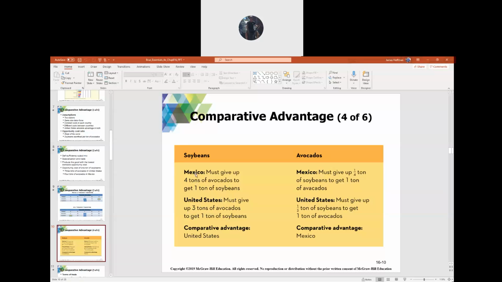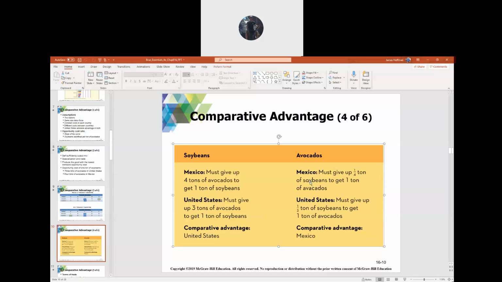The U.S. gives up 3, Mexico gives up 4. So Mexico is giving up more, right? And so that means that the U.S. can do it a little bit cheaper in this sense because they're only giving up 3 avocados compared to 4. So the comparative advantage here would go to the U.S.